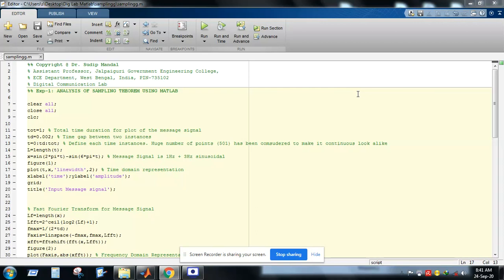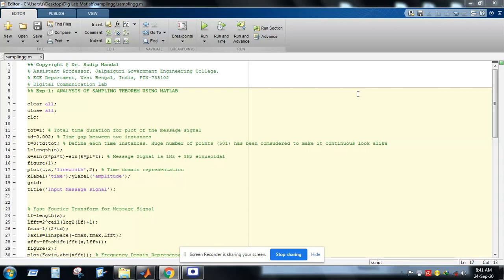Basically, in this class, we'll perform different laboratory experiments associated with digital communication using simulation tools like MATLAB. Hope all these classes, or the experiments using MATLAB, will help you to understand the corresponding theory of digital communication with more clarity.